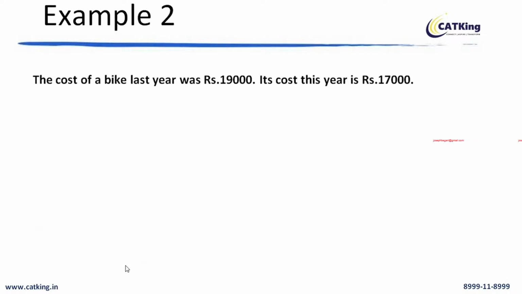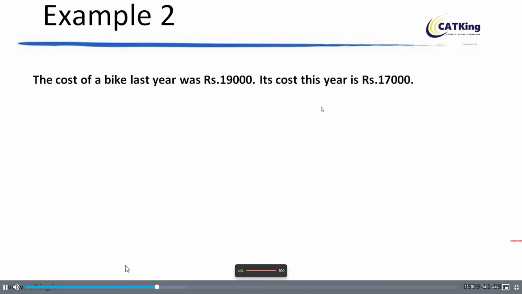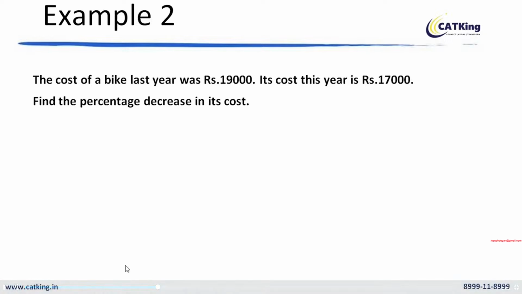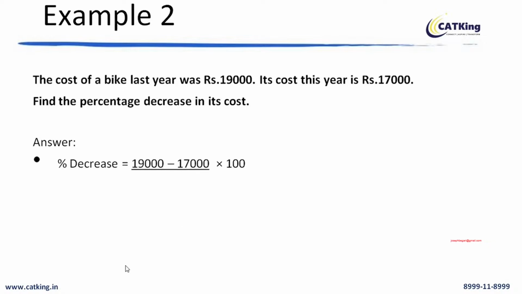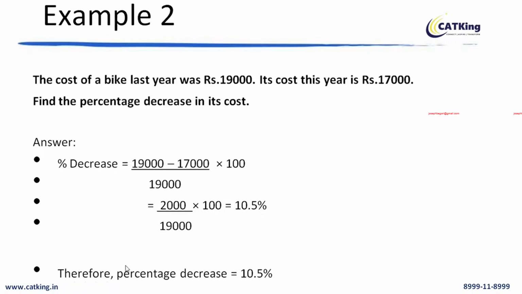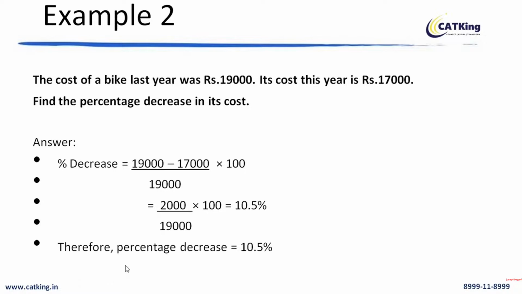Okay, the cost of a bike last year was 19,000. The cost of it this year is 17,000. You have to find out the percentage decrease in its cost. So first, percentage decrease is basically the difference upon original value, which is 19,000, into 100. So that is 2,000 upon 19,000 into 100, which will give you 10.5%. So the percentage decrease is 10.5%.